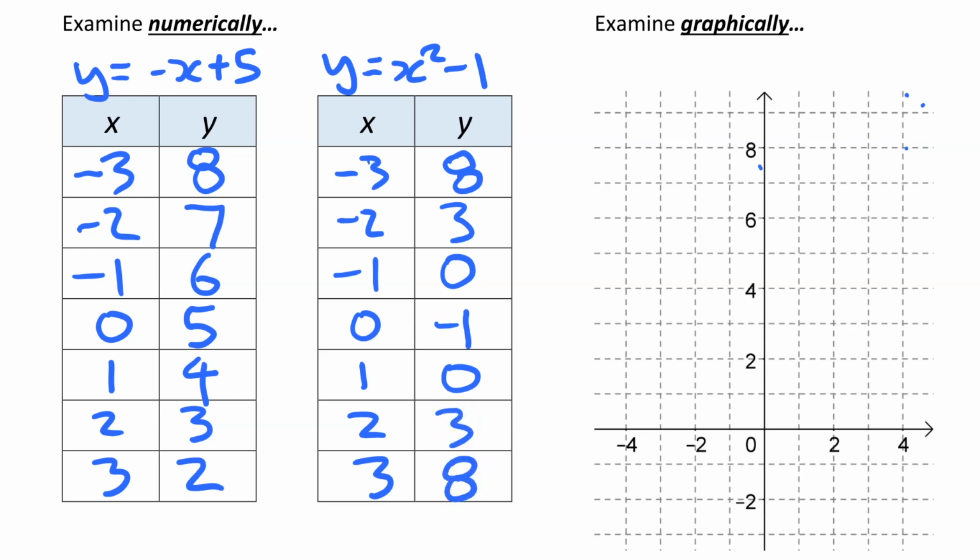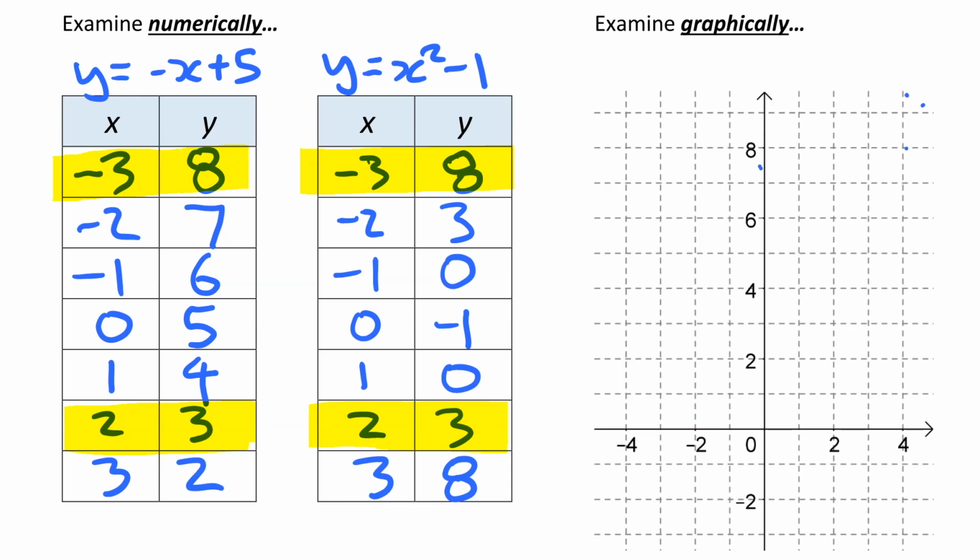All right, now the original question was, are there any pairs of values that work in both of the equations? And if you look at the table, there's actually one there that is the same over here. And there's also another pair of numbers down here that works for both of them. Those two pairs of numbers satisfy both the equations.